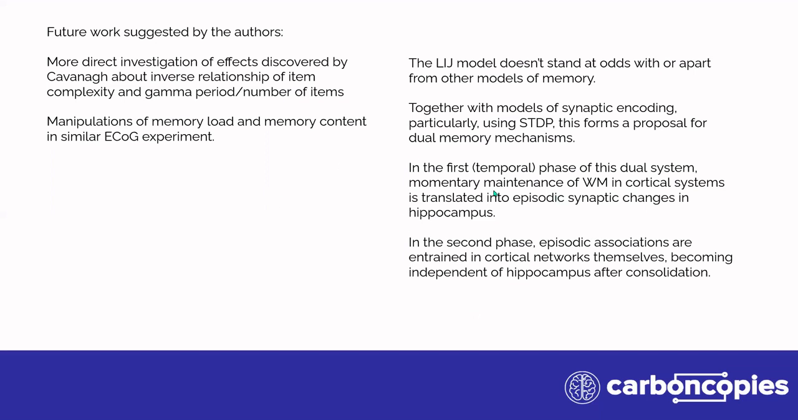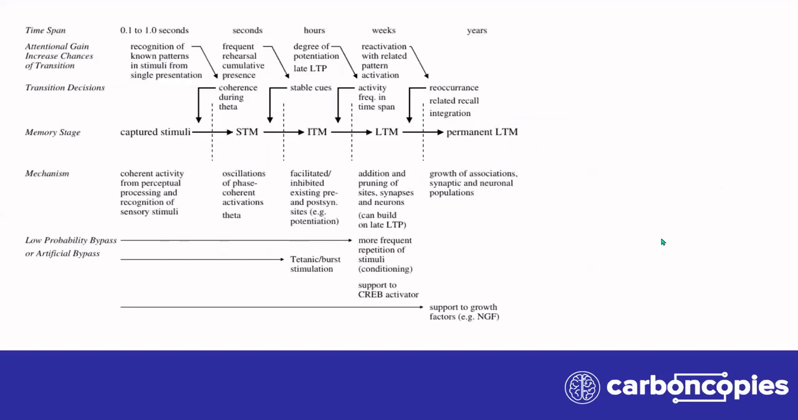And just to show where that fits in, these two different phases in the whole path that memory takes, a peek at a time span map of memory, where we could say in the first 0.1 to 1 seconds, you have this moment where a stimulus is captured, and where it is coherent activity from perceptual processing that is giving you that stimulus. Then you have the second stage, which is where this working memory or short-term buffering is happening. You can hold something for a few seconds.